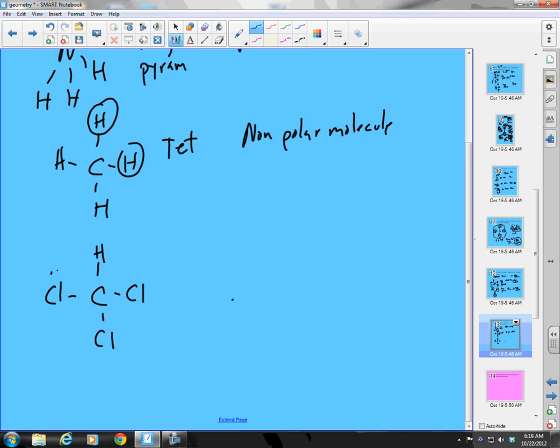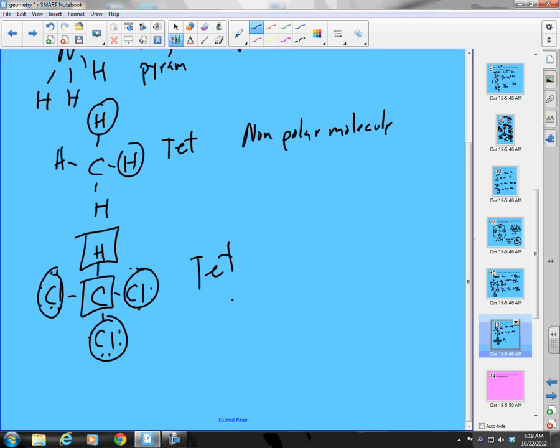What is this? This looks like a 4-0. It's tetrahedral, and you're going to say it's nonpolar because it's symmetric, right? No. Notice I have a chlorine, a chlorine, a chlorine, and then a hydrogen here, meaning my central atom is not surrounded by the same atoms. If it's not surrounded by atoms with the same electronegativity, then it is going to be a polar molecule.